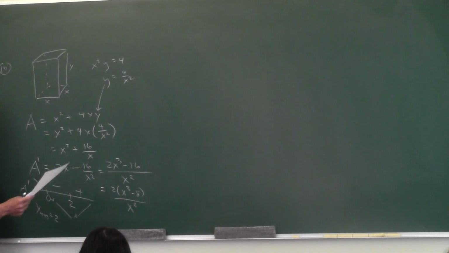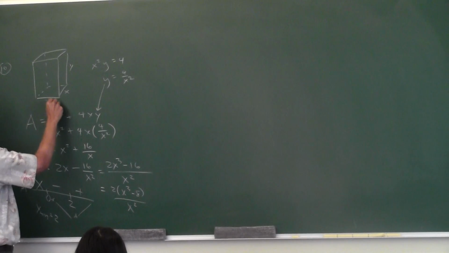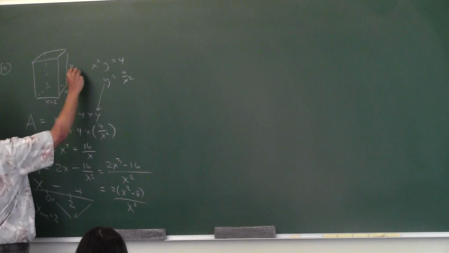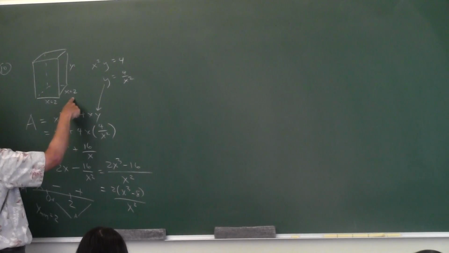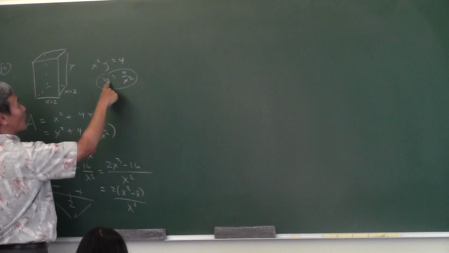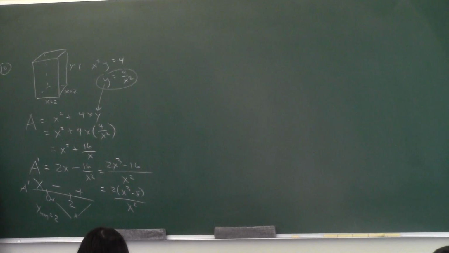And then you answer the question. What's the question? Find the dimensions of the box. Well, it has to be 2 by 2 by 1. How do you figure that out? y equals 4 over 2 squared, which is 1. So the answer is 2 by 2 by 1. So once you find your minimum, the value of x that gives you the minimum, you got to answer the question.